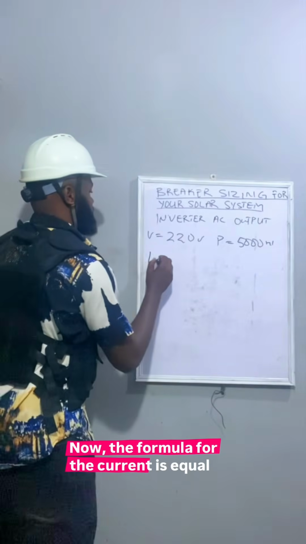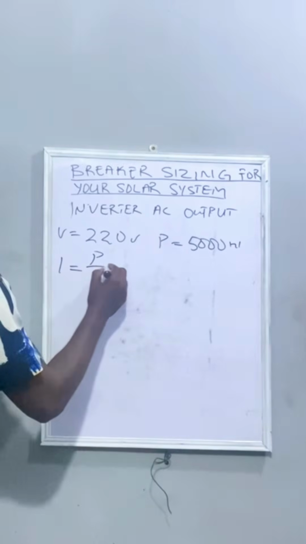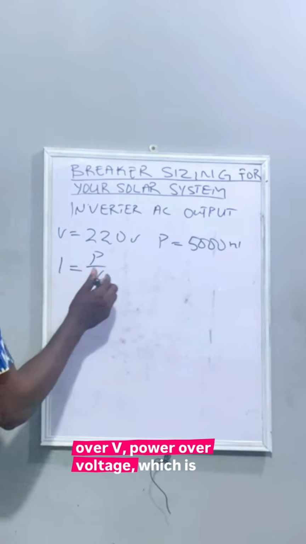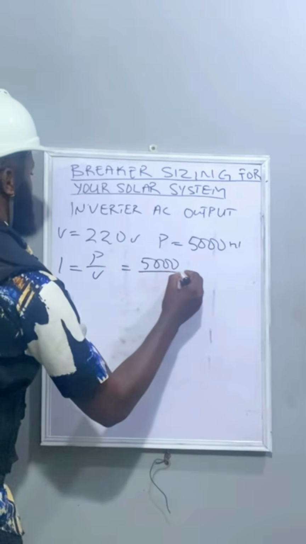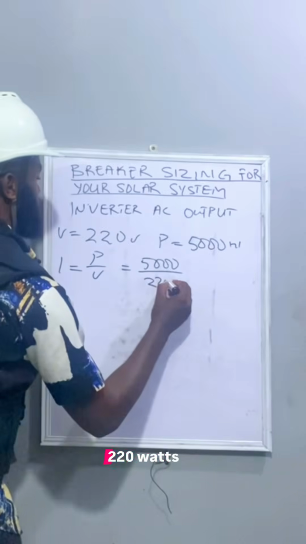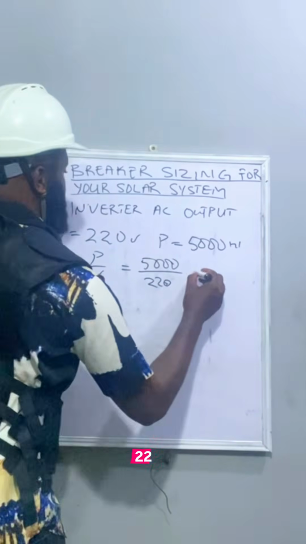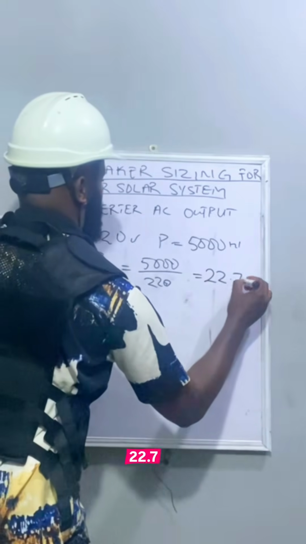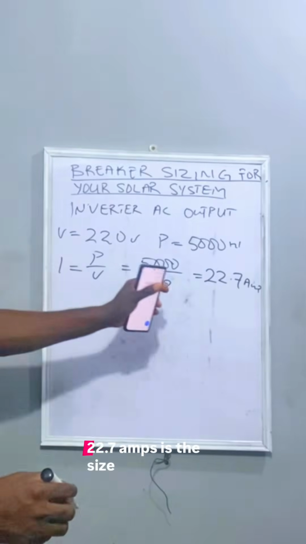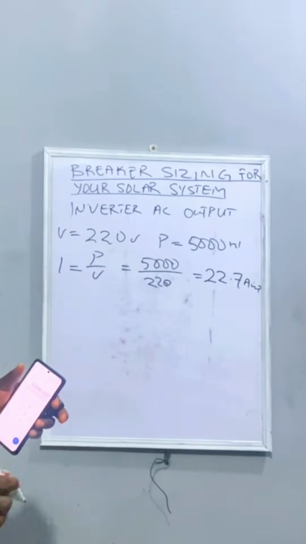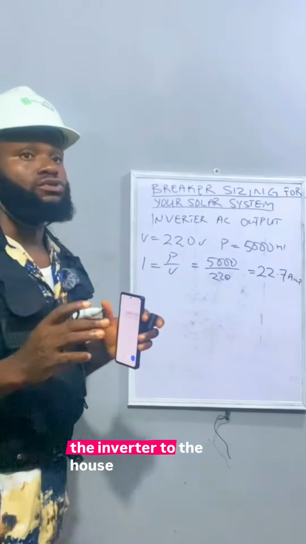Now the formula for the current, I, is P over V, power over voltage, which is 5,000 watts over 220 volts. So we're having 22.7 amps. All right, so 22.7 amps is the size of the current that is being passed from the inverter to the house.